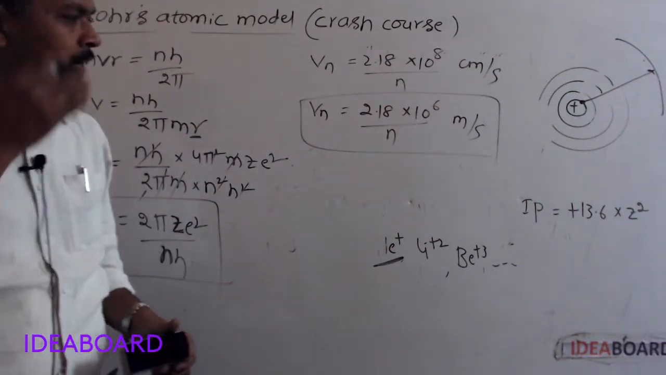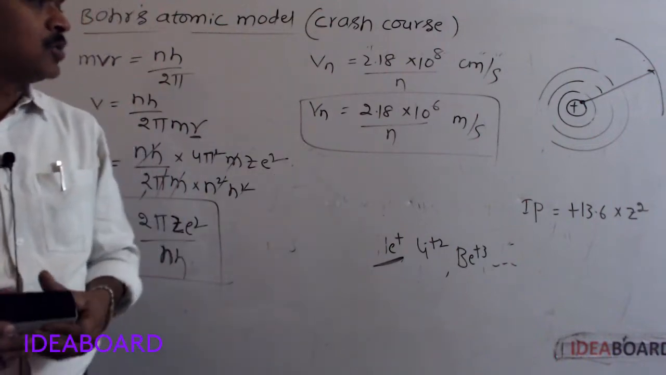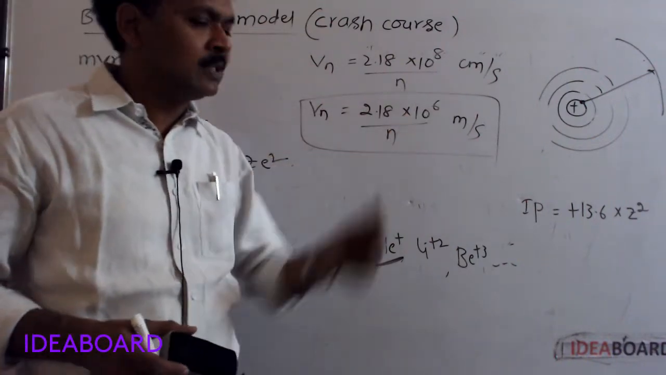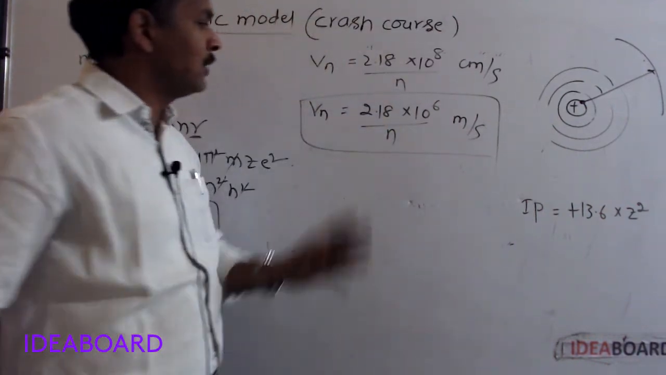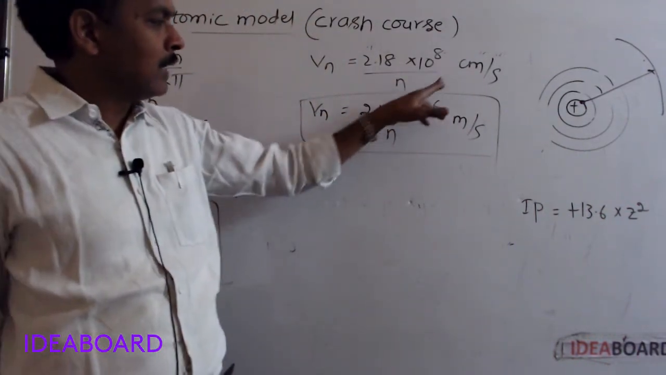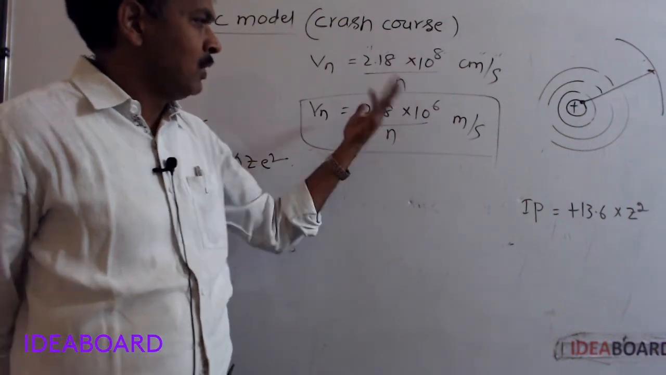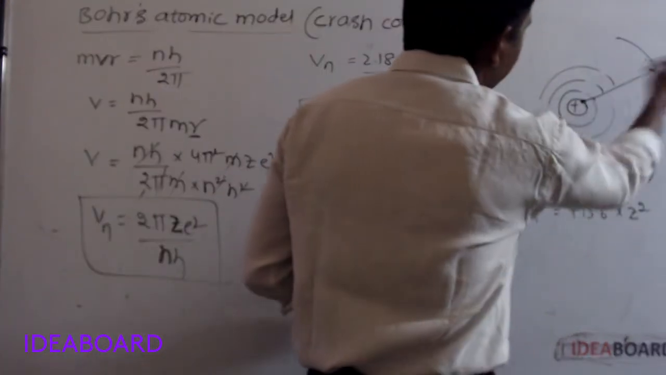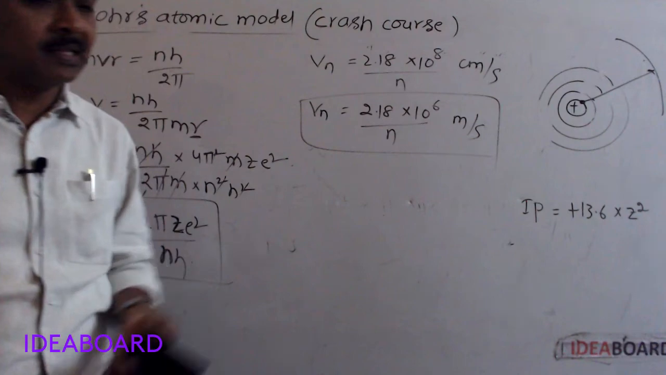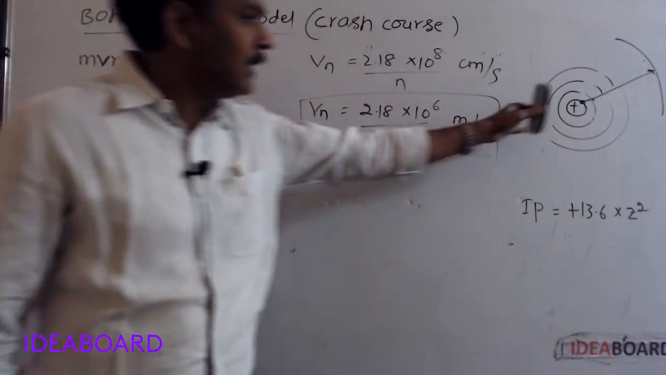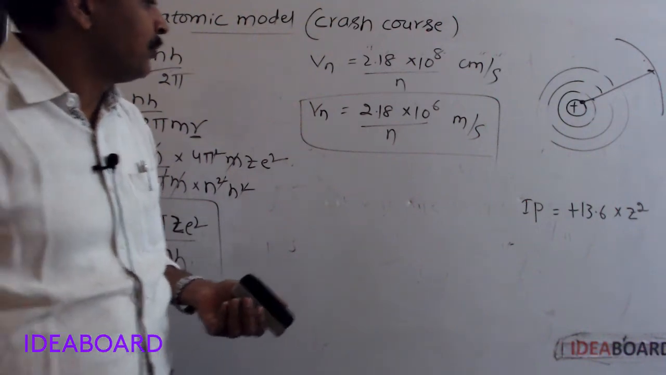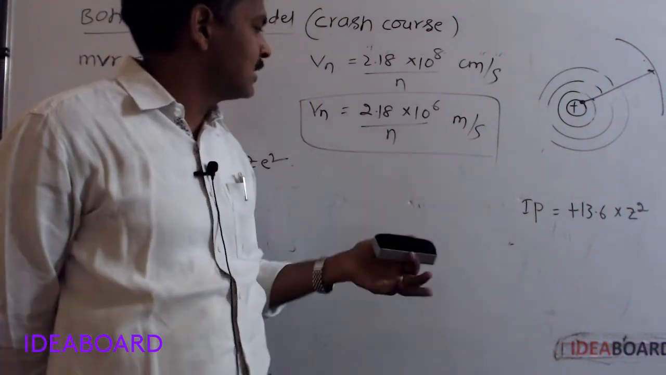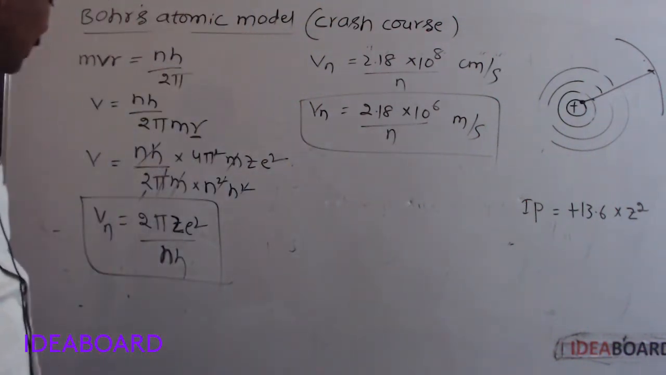What is the velocity of the electron revolving in the first orbit of hydrogen? 2.18 into 10 power 6. The velocity of the electron revolving in the second orbit of hydrogen is 2.18 into 10 power 6 by 2. That means as n value increases, the velocity of the electron decreases. In which orbit does the electron have more velocity? In the first orbit.